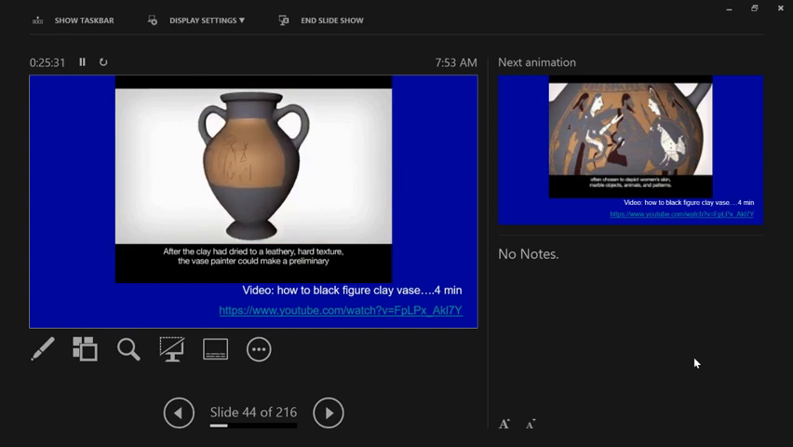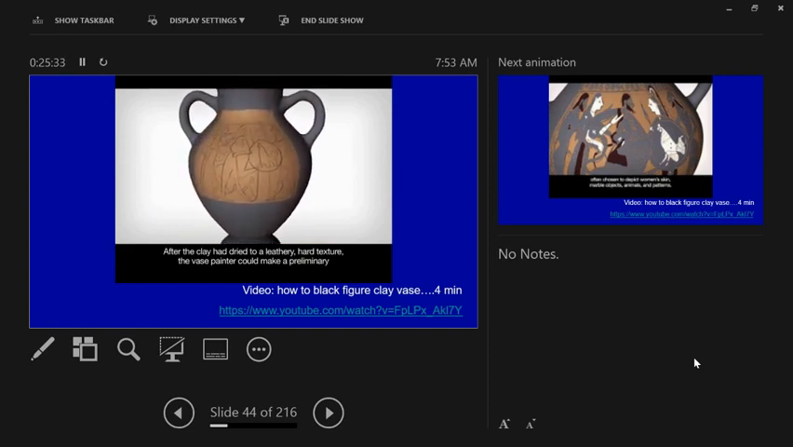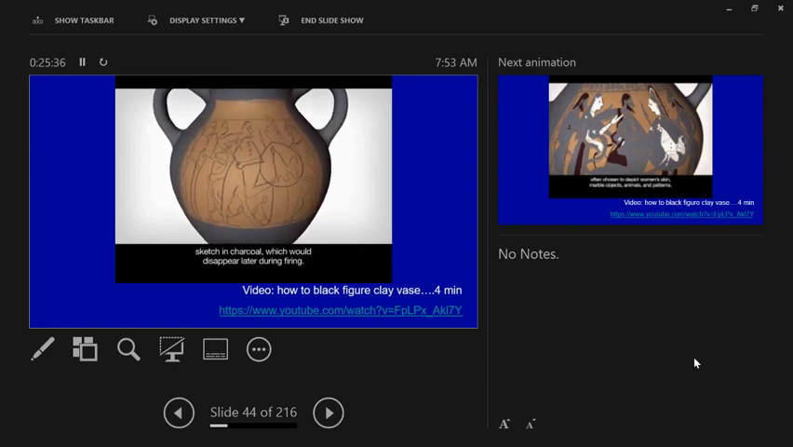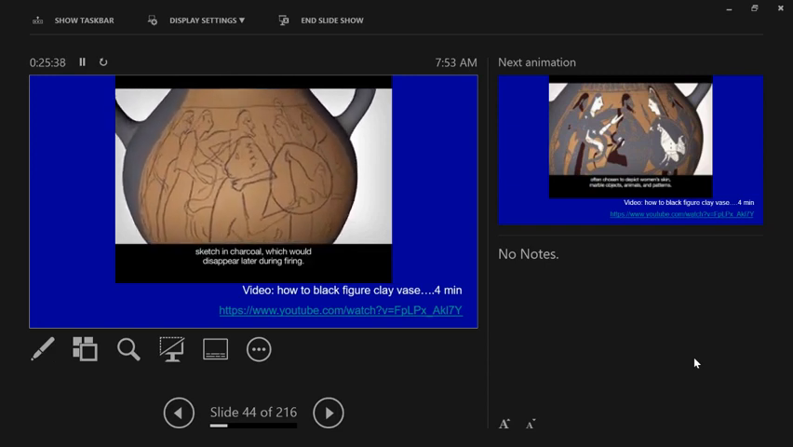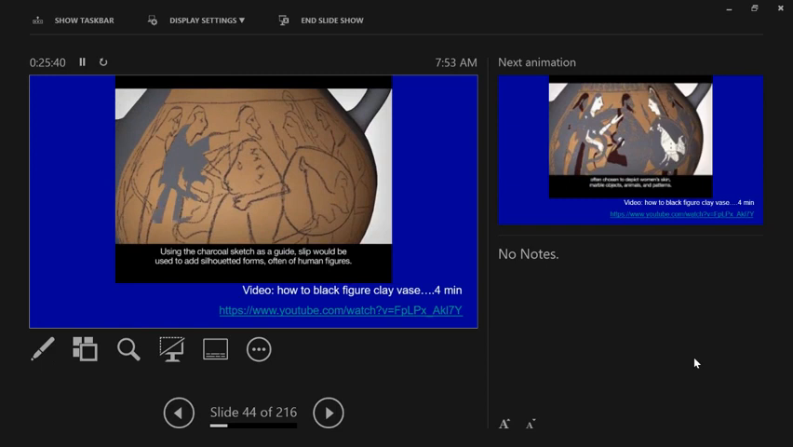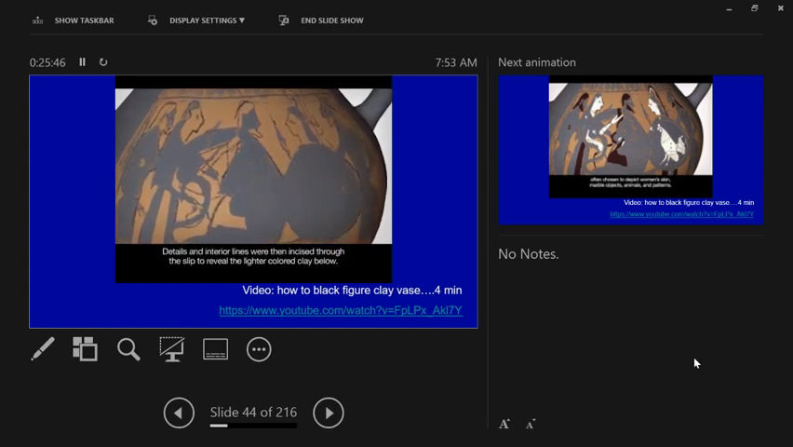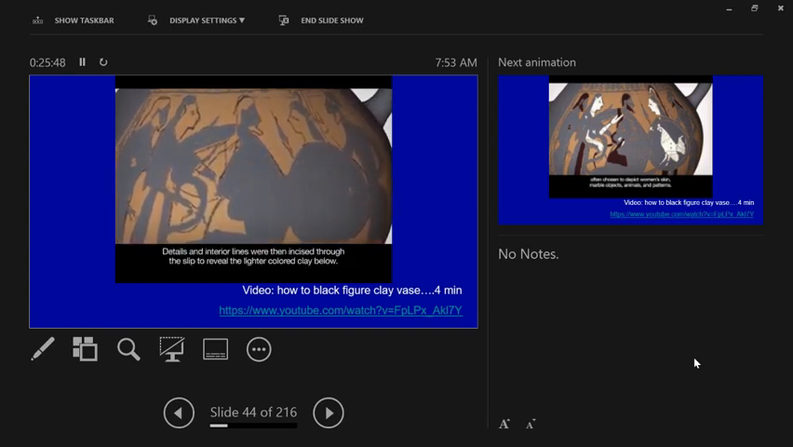After the clay had dried to a leathery, hard texture, the vase painter could make a preliminary sketch in charcoal, which would disappear later during firing. Using the charcoal sketch as a guide, slip would be used to add silhouetted forms, often of human figures. Details and interior lines were then incised through the slip to reveal the leather-colored clay below.